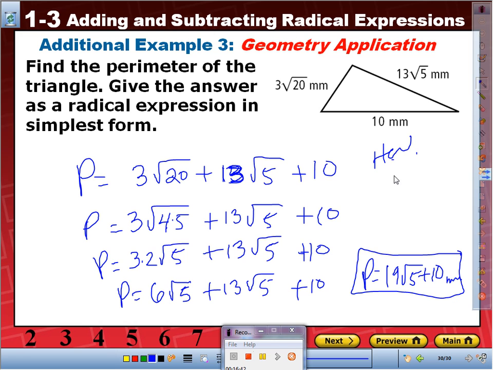Homework is on page 1013. Hold on. What is it? Numbers 1 through 23 odd. Oh, my bad.